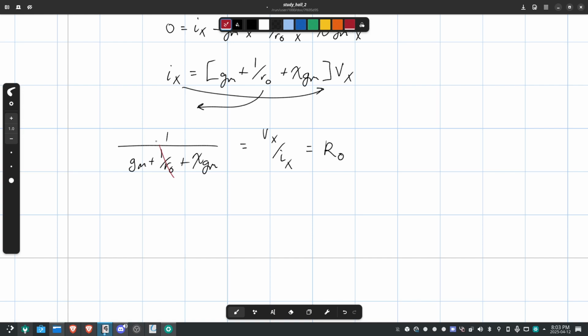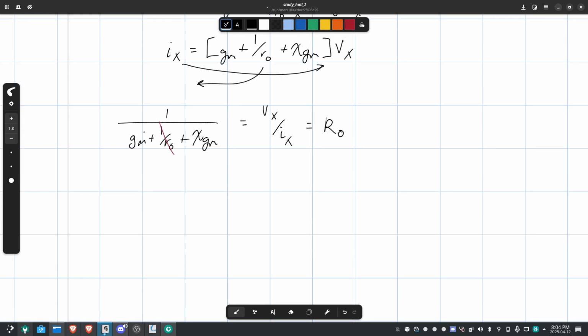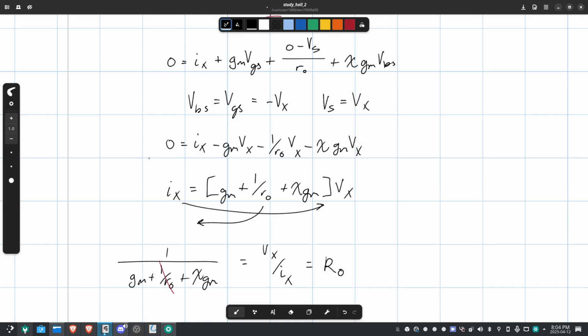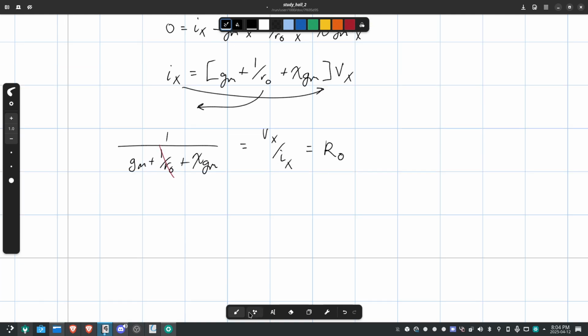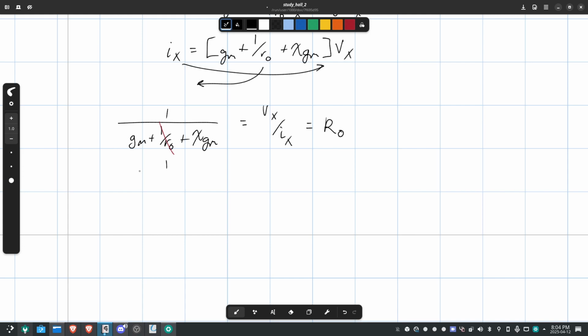It's the exact same process for the resistance input. You just put the test voltage on the input, not on the output. So does anyone have any questions about that? So this is actually 1 over gm (1 plus X).